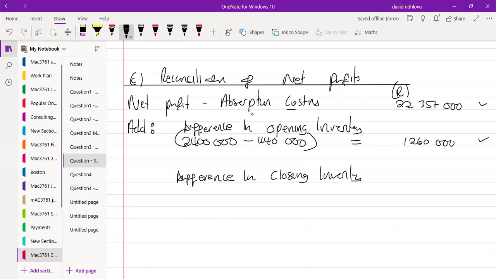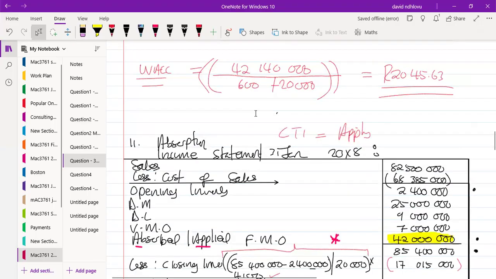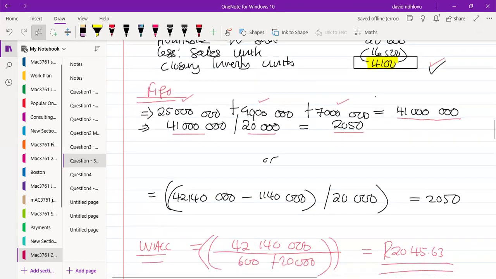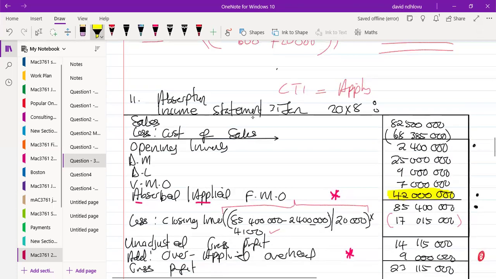So the difference is that these two methods differ in how we calculate the opening and closing inventory. If you go to variable costing, our opening inventory amount here was only 1,140. This is because we had removed the fixed manufacturing overhead cost there. But when we go to absorption costing, our opening inventory is more, because here it is inclusive of the fixed manufacturing overhead cost. Are we clear on that first?